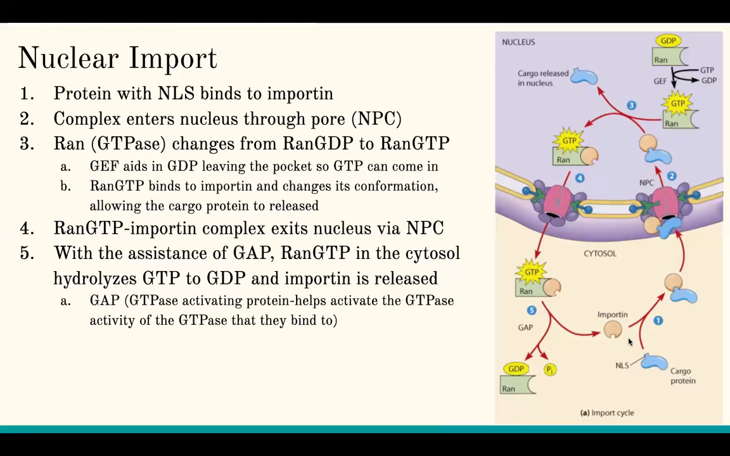So I have a quick question. Since the cargo protein is the one that actually has the NLS sequence, which allows it to go into the nucleus, does importin have an NLS sequence too? Because how would a cargo protein rely on importin if it already has a localization sequence? Why couldn't it just do it itself if it has a localization sequence?